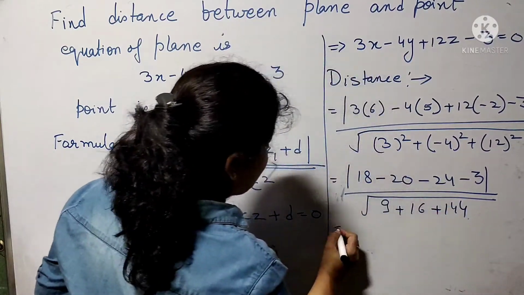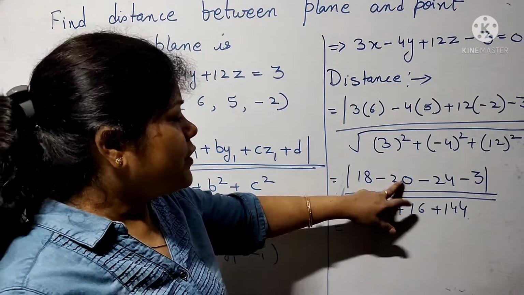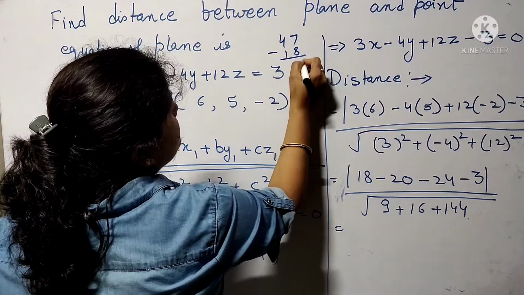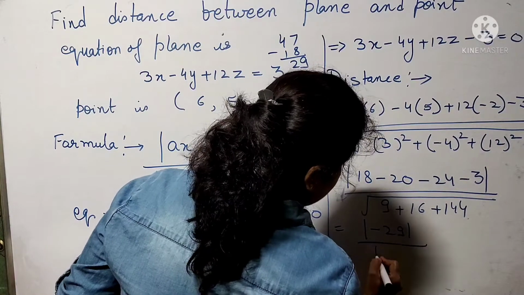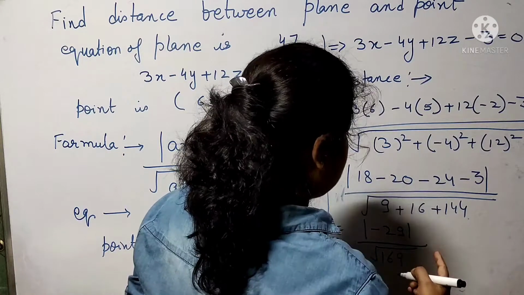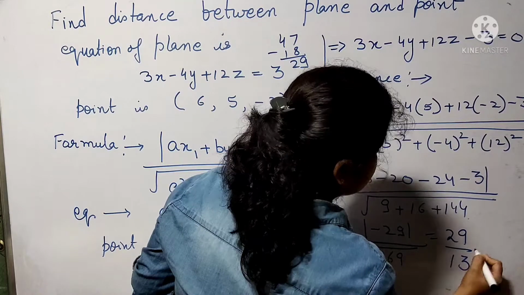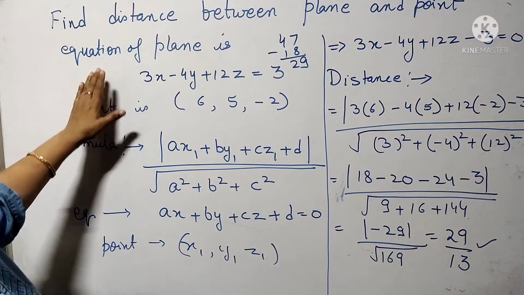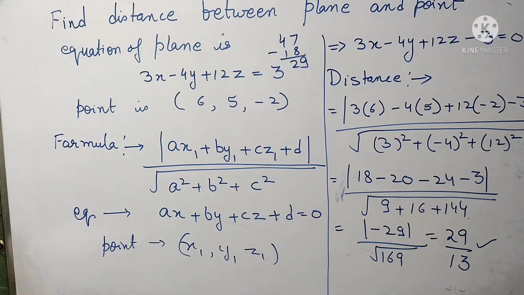Now when we solve, we have to add up all of them, that is 27, that is 47, 47 minus 18, 47 minus 18, 29, that is minus 29 over under root 169, that is 29 over 13. So this is the distance between the plane and the point which is given. So this formula is used when you have to find the distance between the plane and the point.